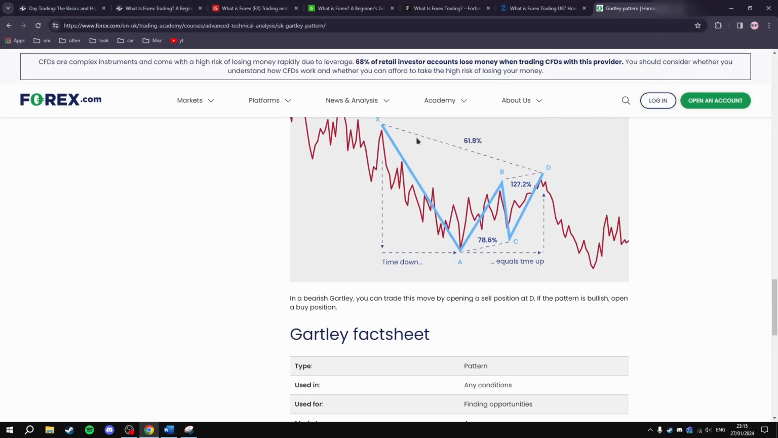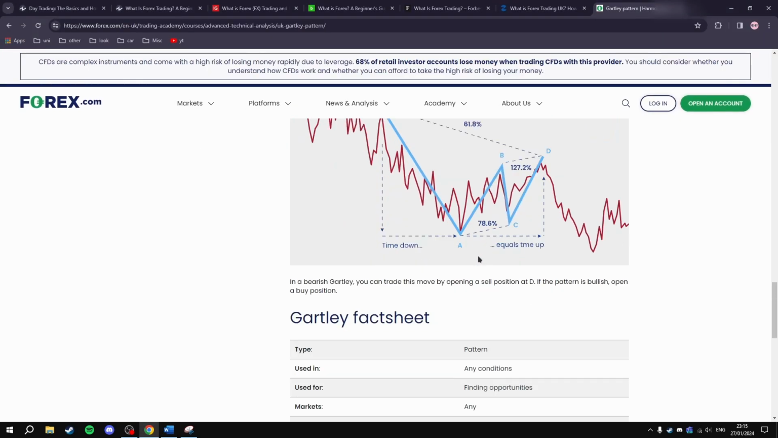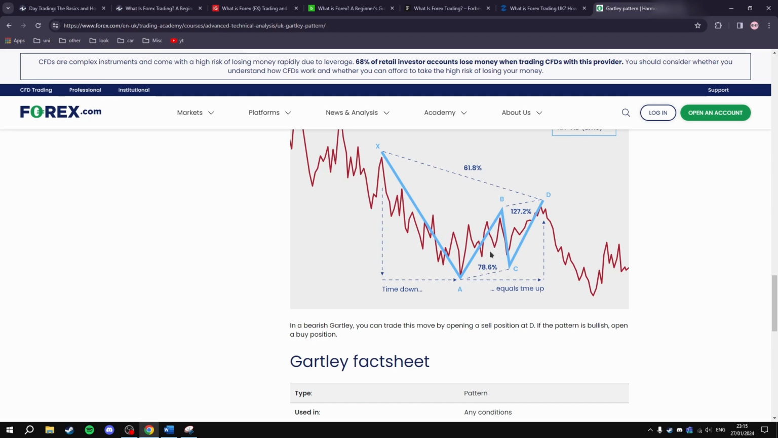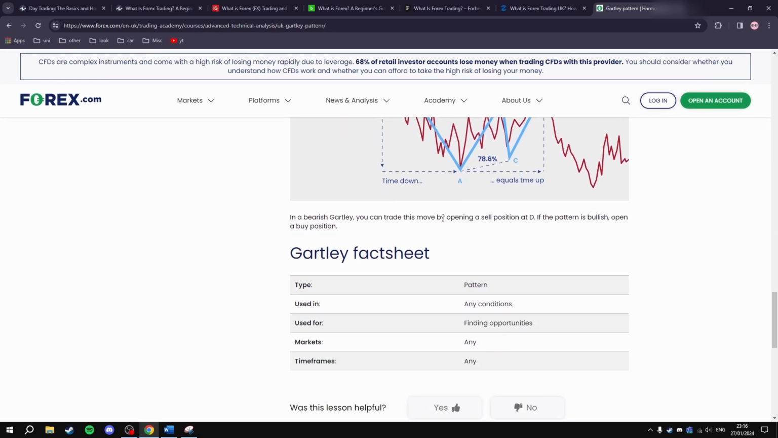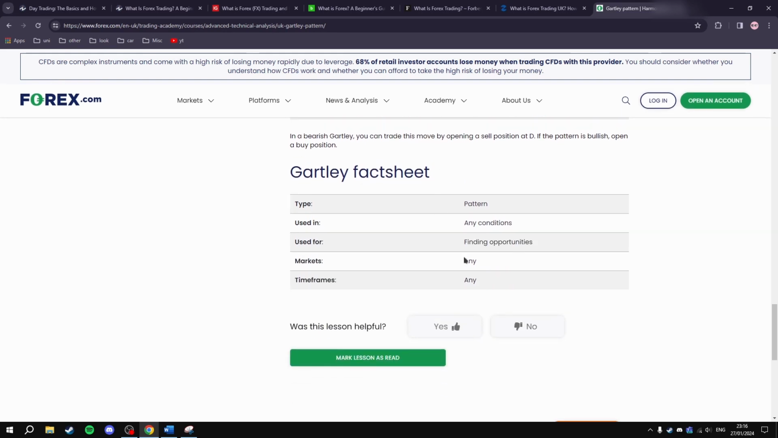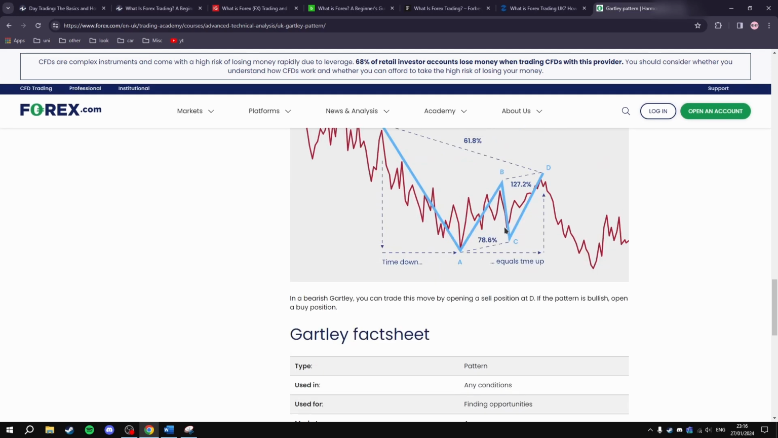Cool. In the bearish Gartley, you can trade this move by opening a sell position at D. If the pattern is bullish, open a buy position. So you can see that after that bit, this goes down, which is the same as X to A. Okay, Gartley fact sheet. Type: pattern used in any conditions, used for finding opportunities, markets any, time frames any.